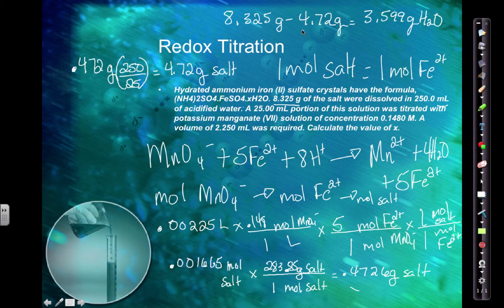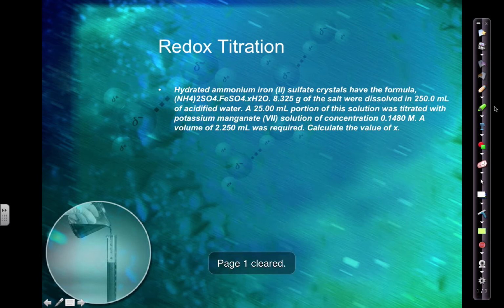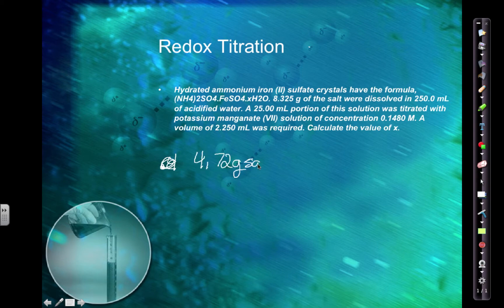Okay, so now this is my salt. This is my water. So now I can get the empirical formula. So remember, empirical formula, you should have the mass of each substance or the number of moles of each substance. So that's what I'm going to work on now. So I have 0.472 grams of salt, and I have 3.599 grams of water.